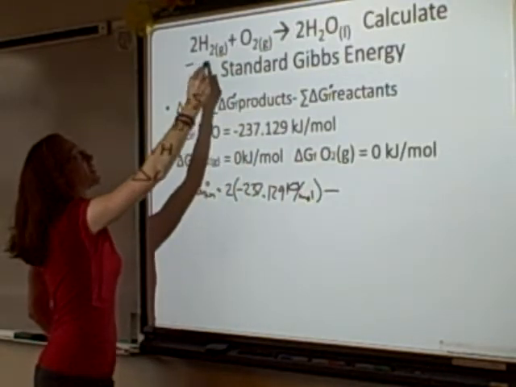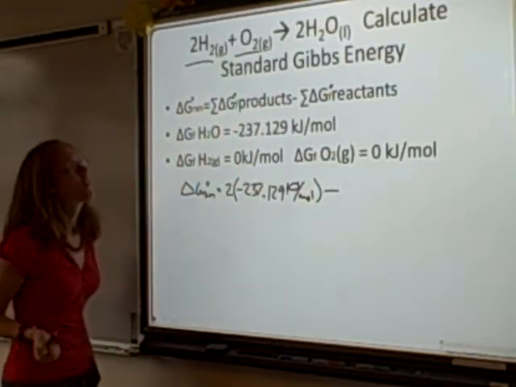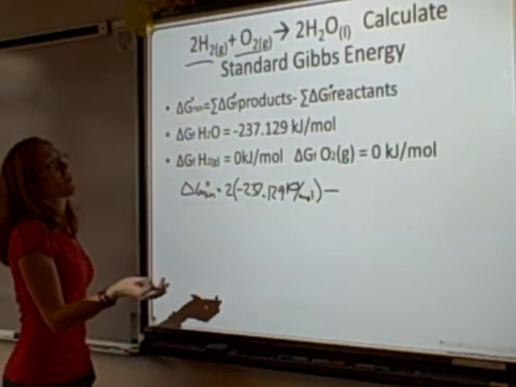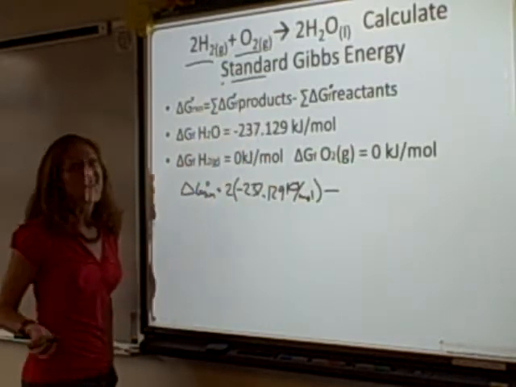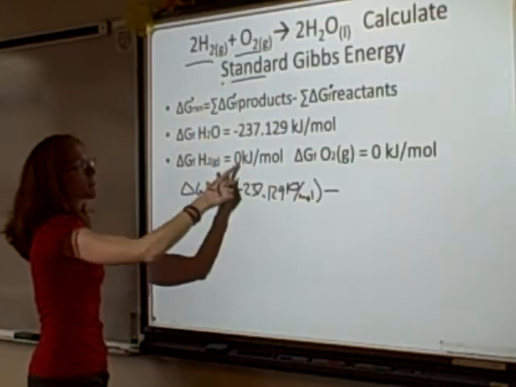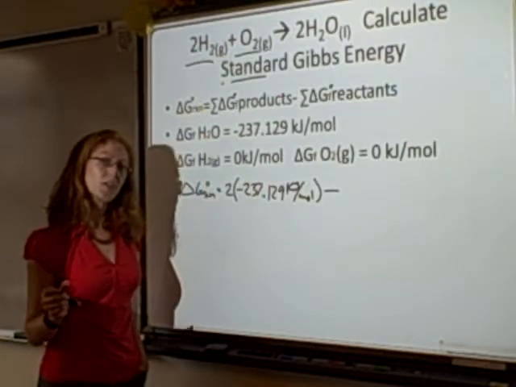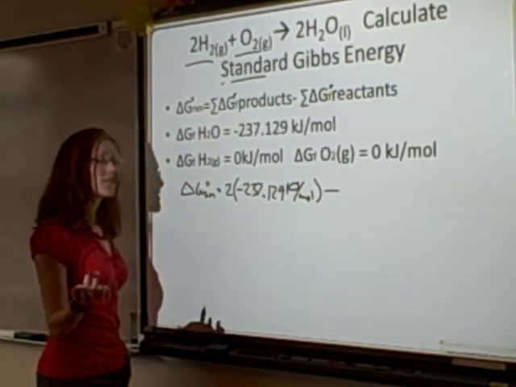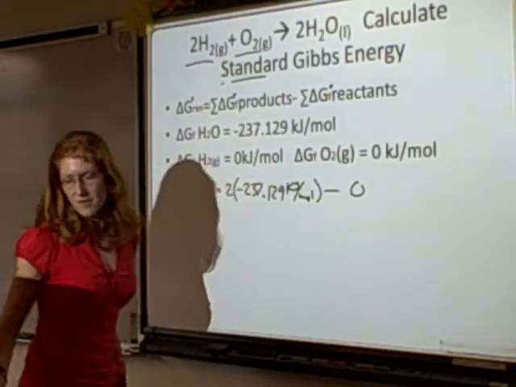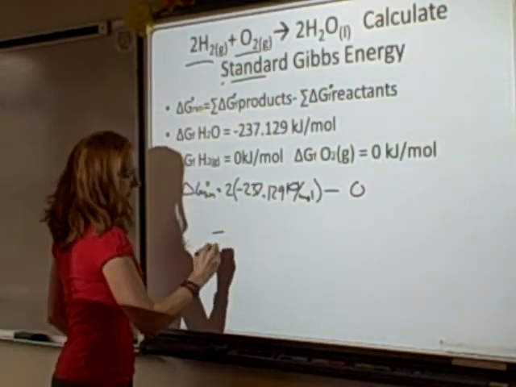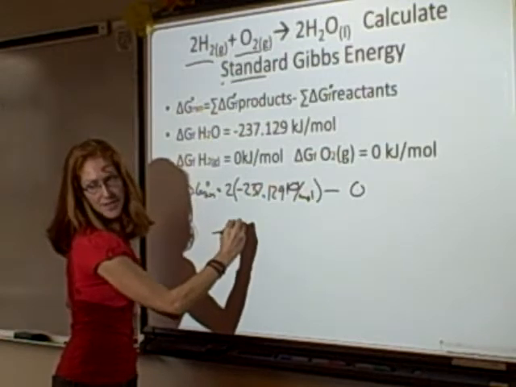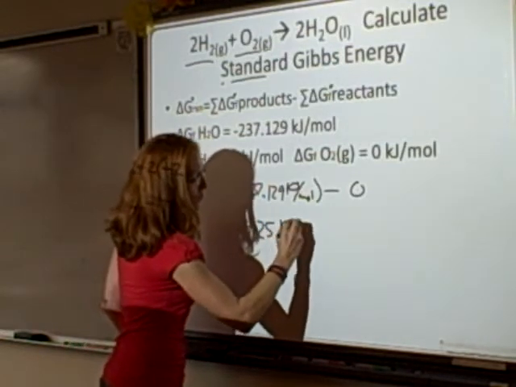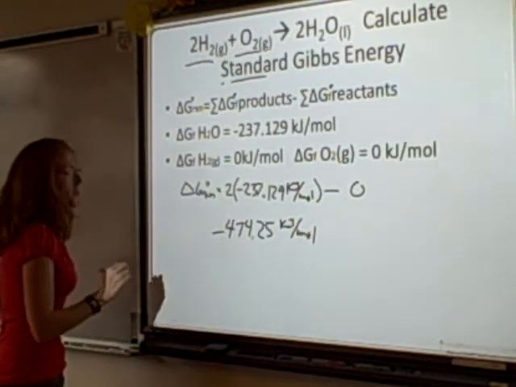But notice my reactants are actually elements, and they're elements in their standard state. And this is under standard conditions, which means 0, because it takes no energy and releases no energy to turn a mole of hydrogen gas into a mole of hydrogen gas. It already was that. Okay, so I just end up with the same answer we had on the last one, negative 474.25 kilojoules per mole.